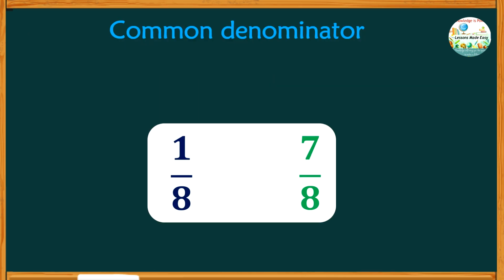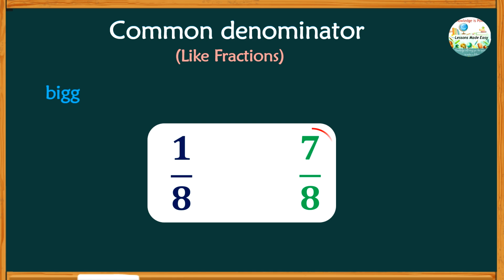How about comparing fractions with common denominator, also called like fractions? It is easy to compare fractions with common denominator because no calculation is needed. When fractions have the same denominator, we focus only on their numerators. The bigger the numerator, the greater the value.